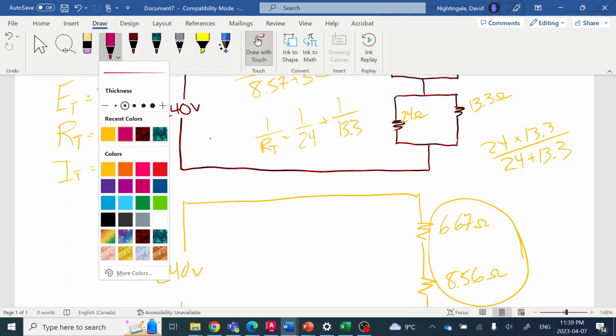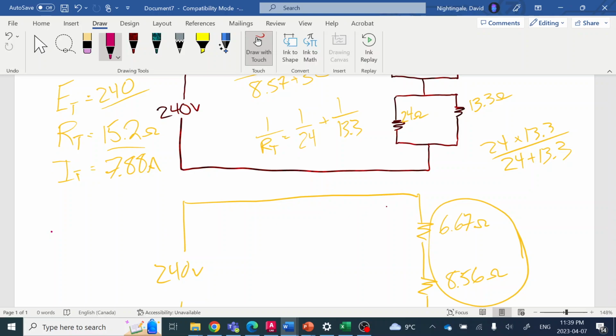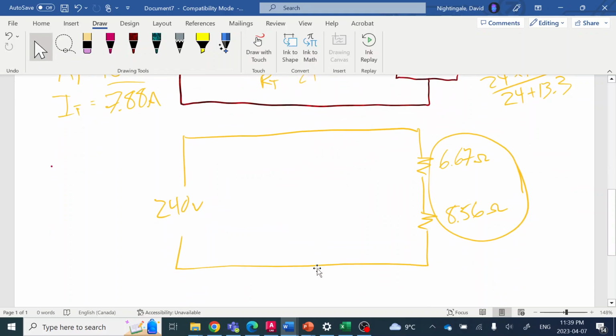All right, let's change up the color here. So I have 7.88 amps going through this resistor here, and this is going to allow me, for both of my resistors, to find my voltage drop going through each of these equivalent resistors. So I have 52.6 volts on this resistor, and if I go 8.56 times 7.88, I get 67.